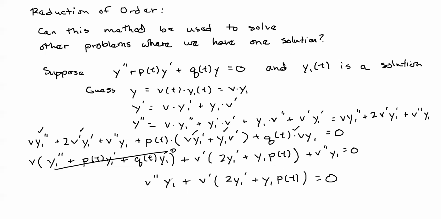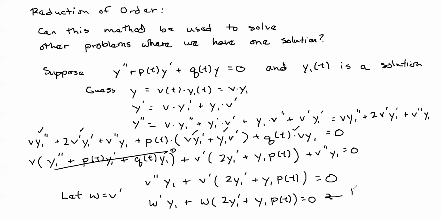And so what we have is we just have this v double prime and v prime. Those are unknowns multiplied by a bunch of t stuff. Well, if you go through and just do a real simple substitution, so let's just say let w equal v prime, then what's going to happen is this is going to turn into w prime y1 plus w times 2 y1 prime plus y1 p of t equals 0. So this result here, this is a first order differential equation in w.